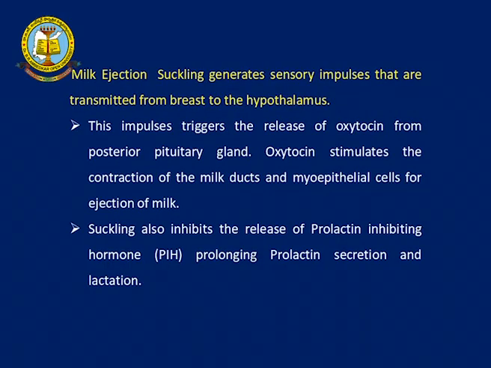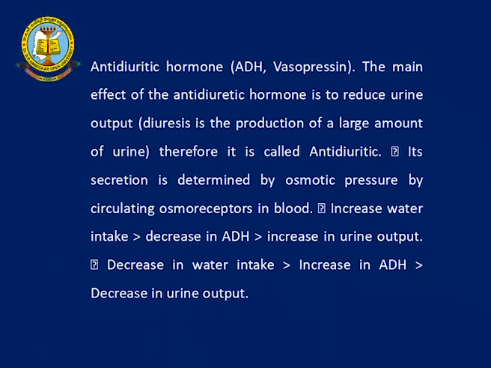The milk ejection reflex generates a sensory impulse that is transmitted from the breast to the hypothalamus. This triggers the release of oxytocin from the posterior pituitary gland. Oxytocin stimulates the contraction of the milk ducts and myoepithelial cells, causing ejection of the milk. It also inhibits the release of prolactin inhibitory hormone PIH, supporting prolactin secretion in the lactation process.